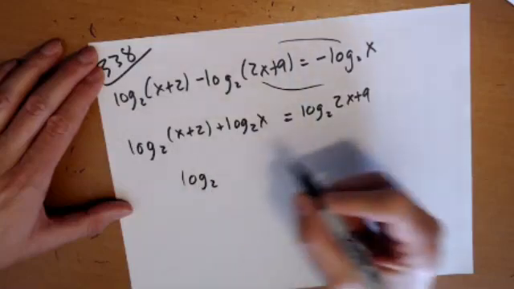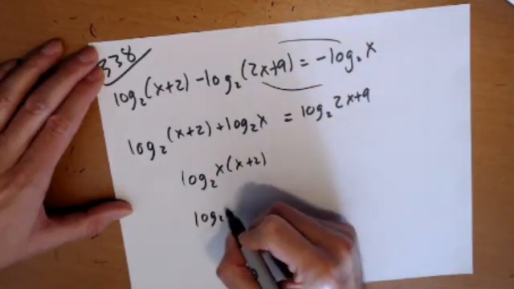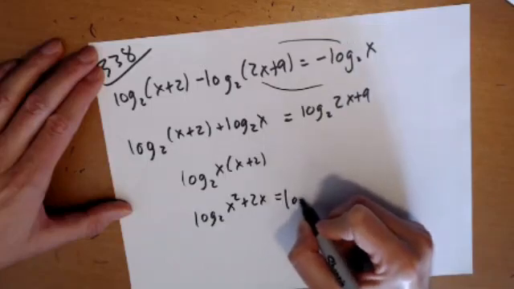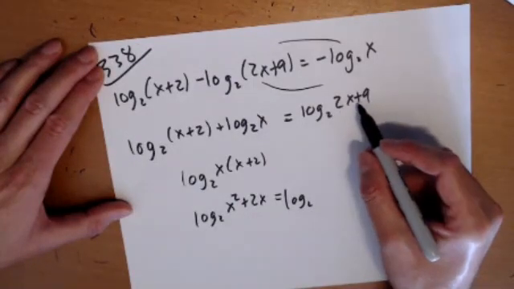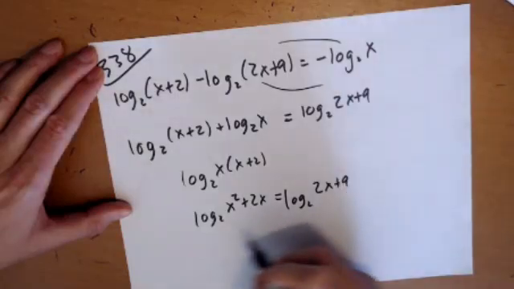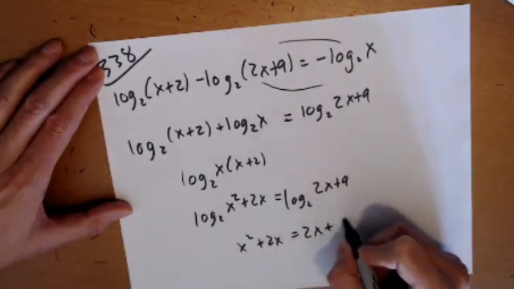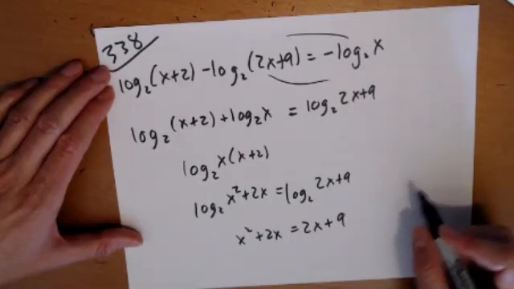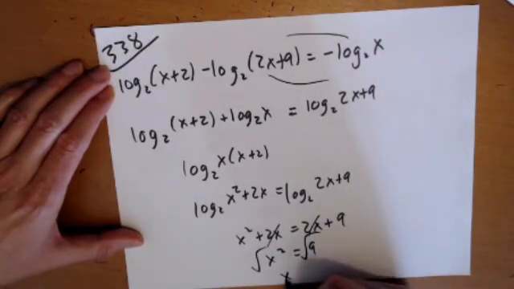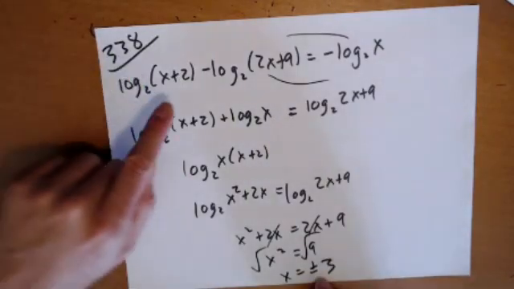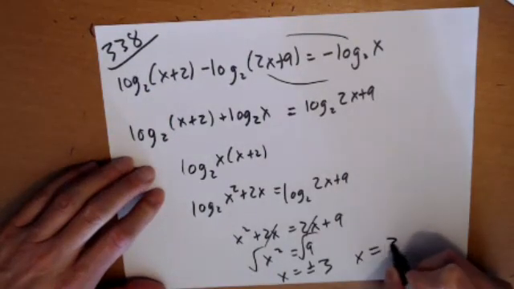So then the left side becomes log base 2 of x times x plus 2, which is technically log base 2 of x squared plus 2x, equals log base 2 of 2x plus 9. Log base 2 of this equals log base 2 of this. So then doesn't that mean that the x squared plus 2x has to equal the 2x plus 9? Yep. 2x on both sides. Subtract 2x from both sides. X squared equals 9. Square root both sides. X equals plus or minus 3. Negative 3 would cause a negative 1 here. You can't have logs of negative numbers, so we'll get rid of the negative 3. So x is just 3.